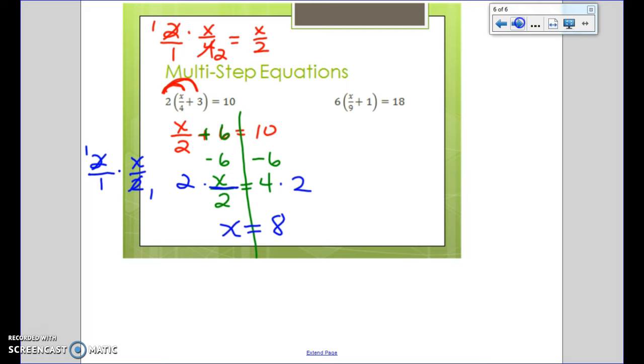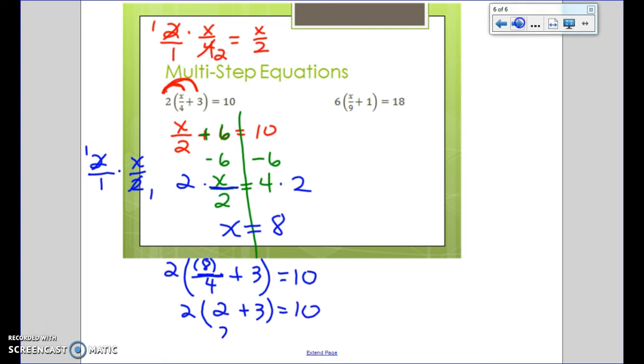And again, to check our answer, we would say 2 times, in parentheses, we're going to put empty parentheses there where the variable used to be, and it's equal to 10. I'm going to put in that 8 because I believe that the answer would be 8. So 2 times, in this case, we're going to do 8 divided by 4, which is 2. And I'm going to do what's in the parentheses. And I'm going to see that 10 equals 10. So I know I got the correct solution. And so there's an example of how to check one with the division.